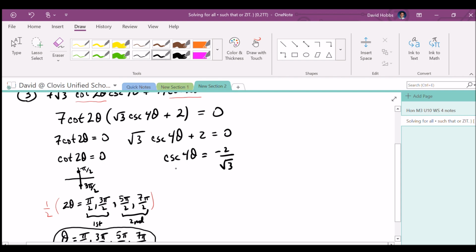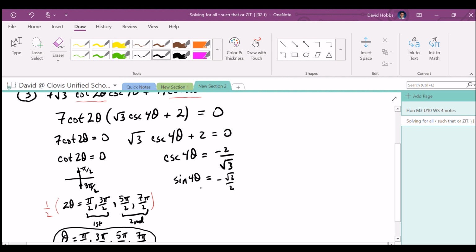But maybe you say, I think a little bit better, and it's reciprocal. And so we could trade in the cosecant of 4 theta for sine of 4 theta, and then do the reciprocal. You don't have to do that. It just might make it a little bit easier.